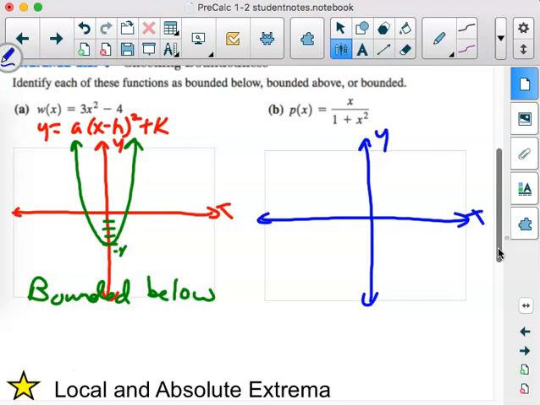So we are below. Oh, better use a different color. Takes a little dip. Comes back up. Symmetric on the other side. Looks like so. And really, all we needed from this is bounded below, bounded above, or bounded. Is it bounded above? Is it bounded below? Then we just say bounded.